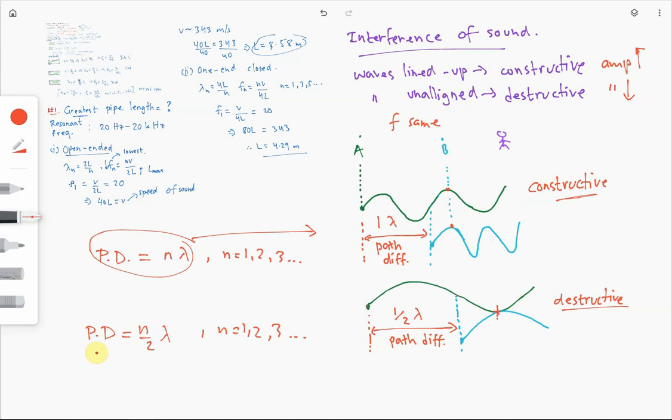actually 1, 3, 5, because 2 over 2 will be 1 λ, which is constructive interference. So it's actually 1, 3, 5, n can only be odd numbers. In these scenarios, we'll have destructive interference. So if you have fractional multiples of wavelength, we'll have destructive interference. If we have integer multiples of wavelength, we will have constructive interference. Now, let's end this lecture with an example that looks at this scenario a little bit more mathematically.